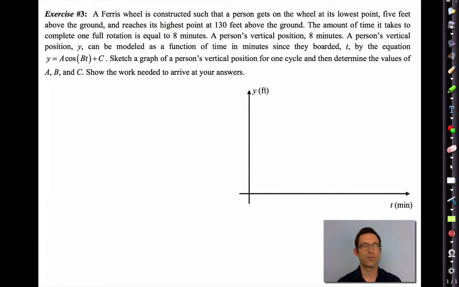A person's vertical position, y, can be modeled as a function of time in minutes since they boarded, t, by the equation y equals a cosine bt plus c. Sketch a graph of the person's vertical position for one cycle, then determine the values of a, b, and c. Show the work needed to arrive at your answers. All right, well, this is very similar to problem A with a little bit of a wrinkle. So what I'd like you to do is pause the video now, try to draw the sketch, and determine the values of a, b, and c. Go ahead and do that now.